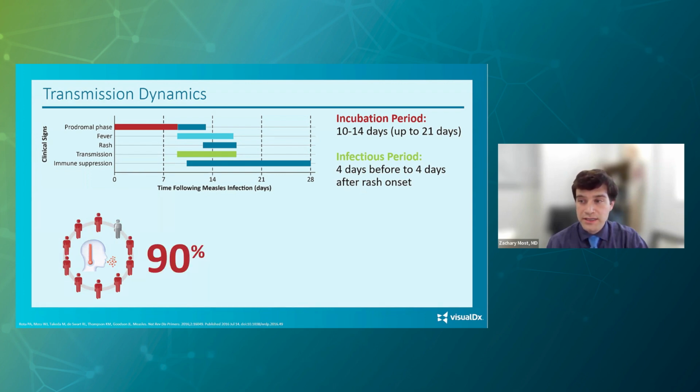Another way of measuring this is the basic reproductive number, or R-naught. This is the average number of secondary infections after one infectious case in a hypothetical population where everybody was susceptible. This number varies based on the individual environment and specific settings. However, in most areas, it's estimated to be between 12 and 18, which is one of the highest numbers for any virus that we know of.